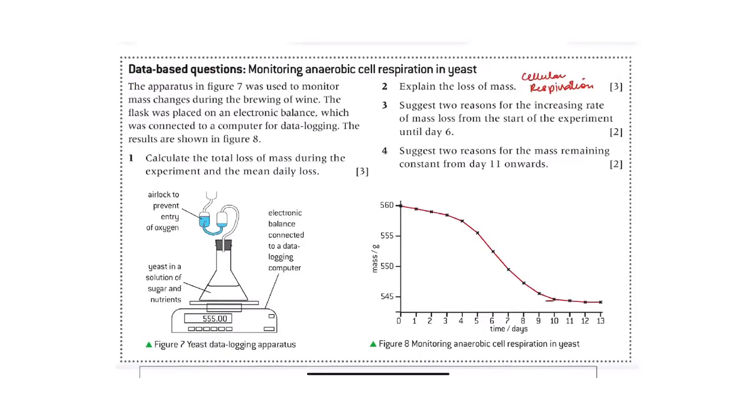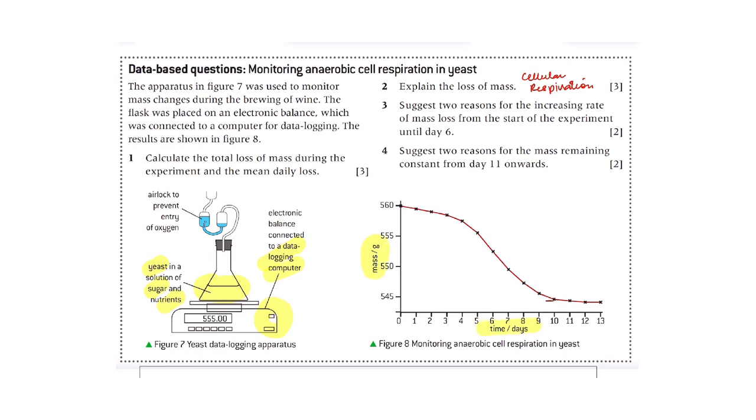Okay, we are going to look at the database question today for cellular respiration. Here you can see the setup is given where the yeast is in the solution. There is yeast, sugar and nutrients, and the setup is put on the weighing scale electronic balance, which is attached to a data logger. So we are recording the change in the mass over the period of time.